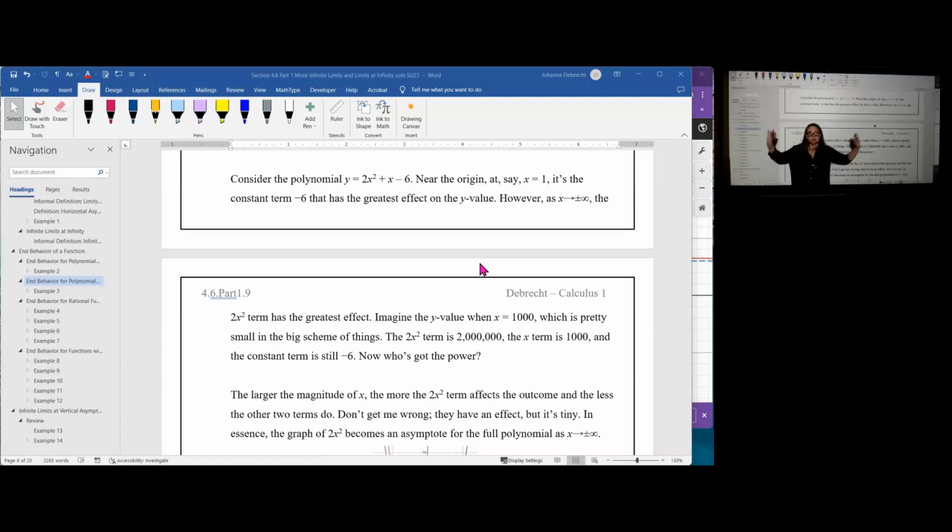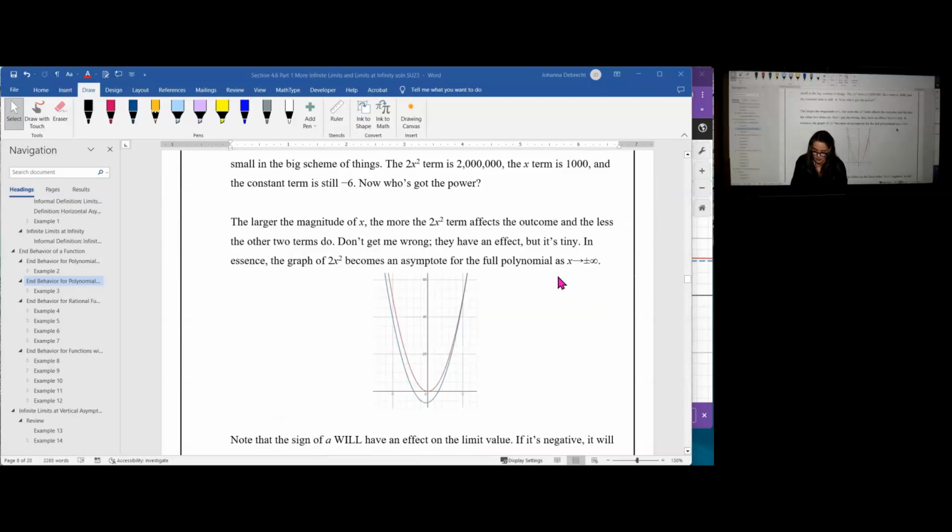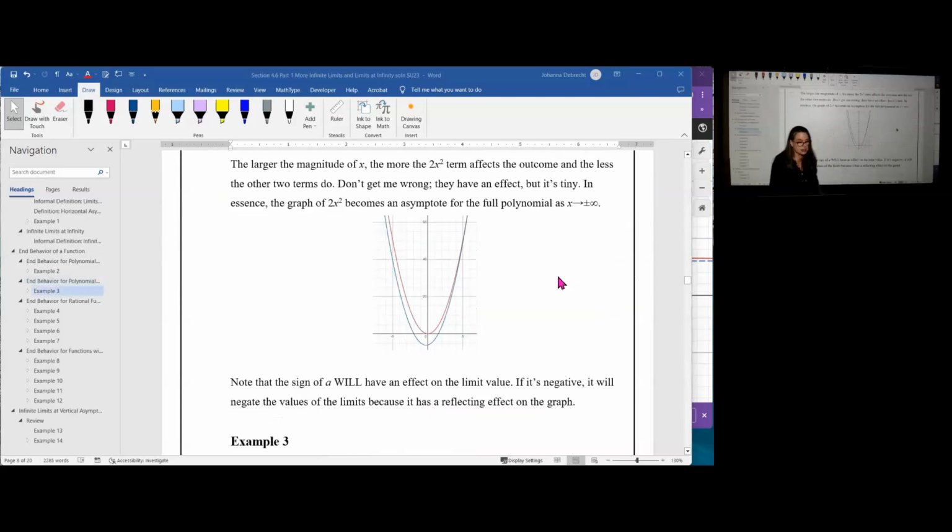As you can see, as the numbers get massively large, the highest degree term begins to dominate the shape of the graph and pulls it like an asymptote towards the graph of the function consisting of just the highest degree term. Here's the graph of 2x squared and the graph of 2x squared plus x minus 6.